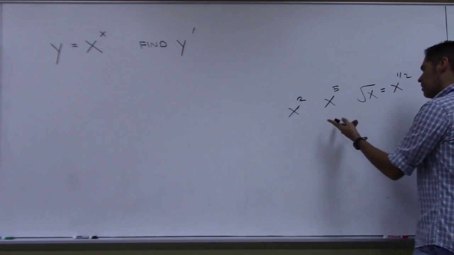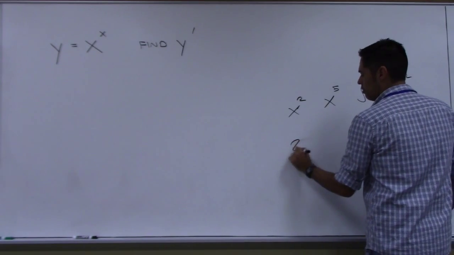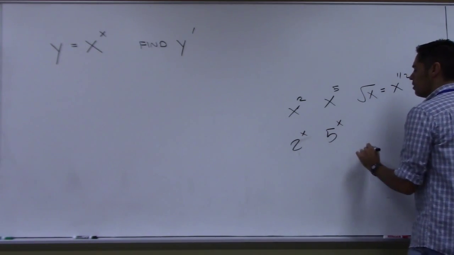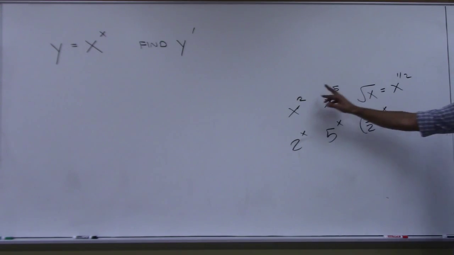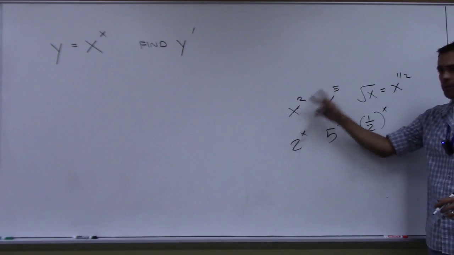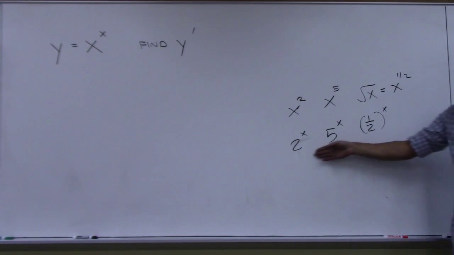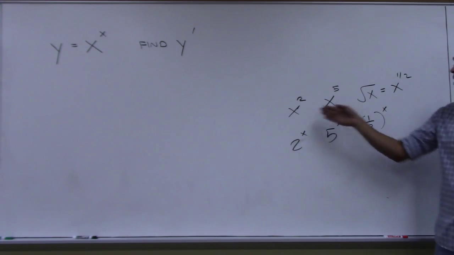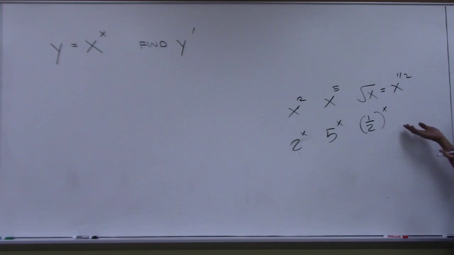If we flip these and we do something like 2 to the x or 5 to the x or even 1/2 to the x, all of these change the role of what the variable is and the power is. These are examples of what types of functions? Exponential functions, right? So when the variable is in the base, it's a power function. When the variable is in the exponent, it's an exponential function.